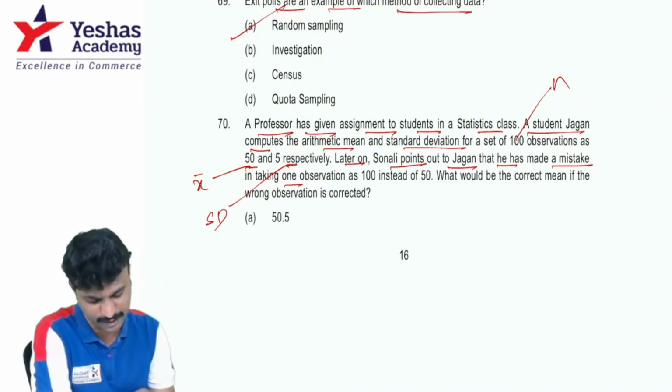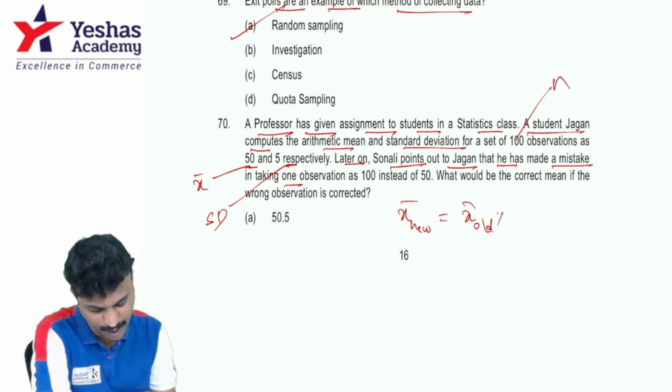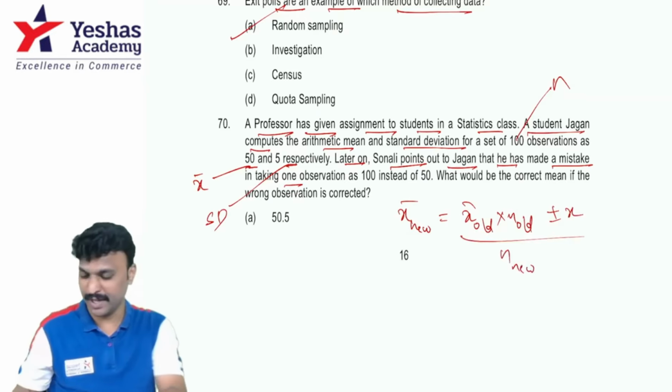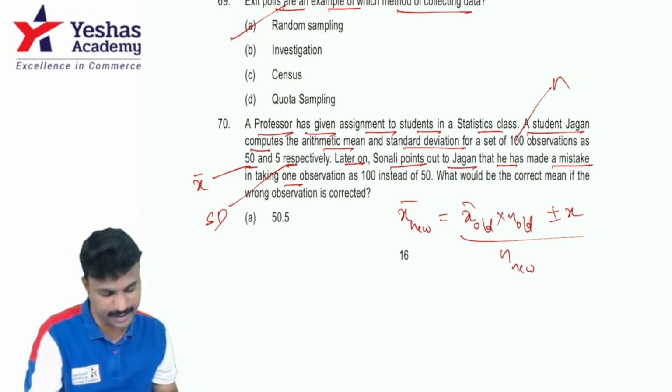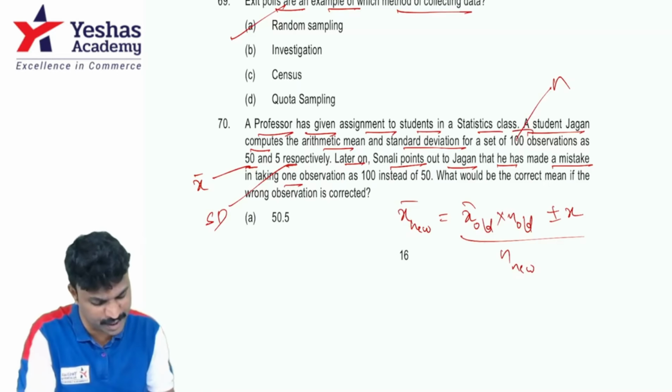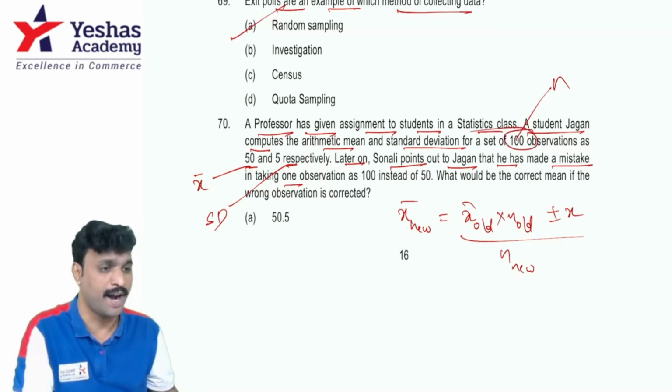I gave you a shortcut for this. x new bar is equal to what? x bar old into n old plus or minus x, divided by n new. So guys, will there be a change in n new? No, because the wrong observation is replaced by the correct observation. So the number of observations initially is 100, finally also 100 only.